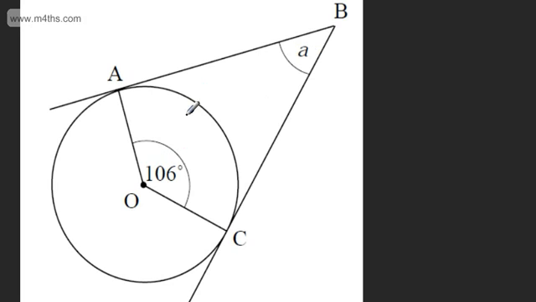Okay, next one. We've got, again, the dual tangent. So this is 90, this is 90. Leaving us now, these two must be equal up to 180. So we're going to have 74 degrees.